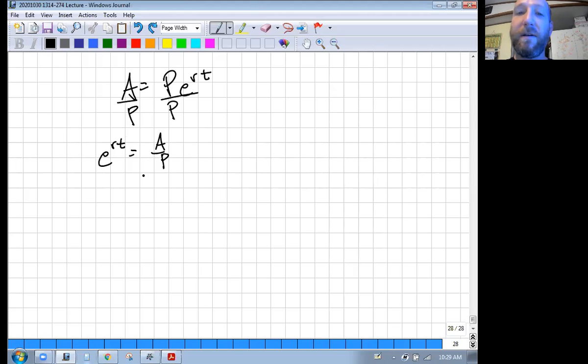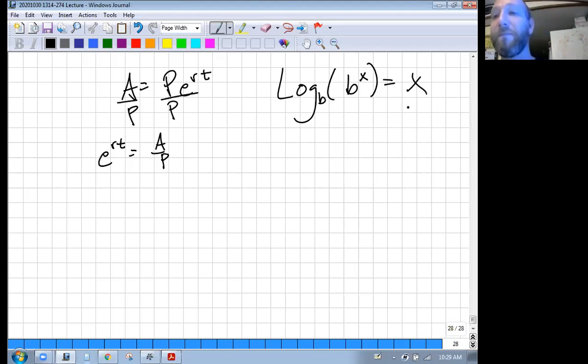Well, the inverse of the exponential is called the logarithm, also called the log. So if I have b to the x, I take log base b, and that gives me my x back. And if I have b to the log base b of x, I get my x back. So to undo the exponential, you take a log. And to undo a log, you do the exponential. So b to the log base b gives you your x back.